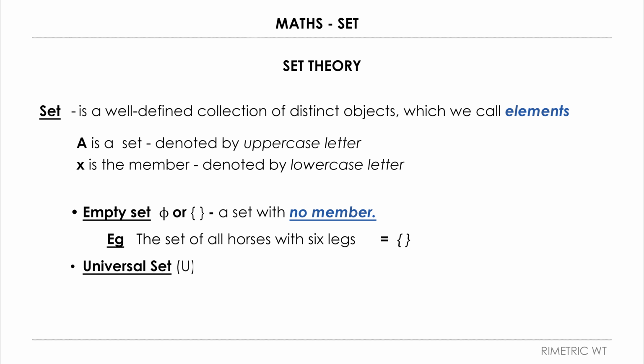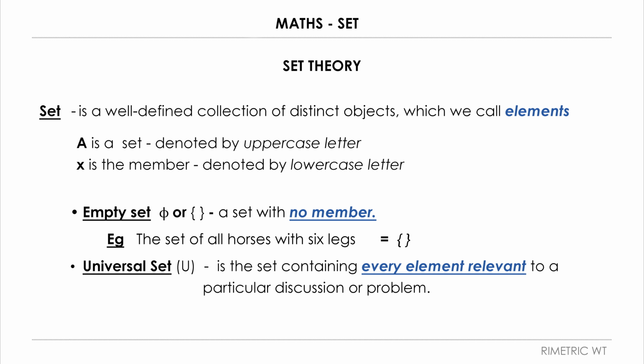The second one is the universal set, denoted by U. A universal set is the set containing every element relevant to a particular discussion or problem. It serves as the reference set from which all other sets are formed, meaning every set under consideration is a subset of the universal set.